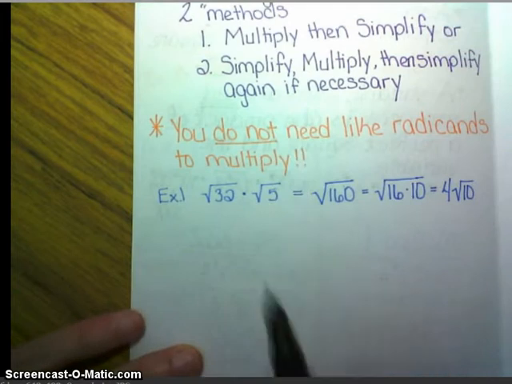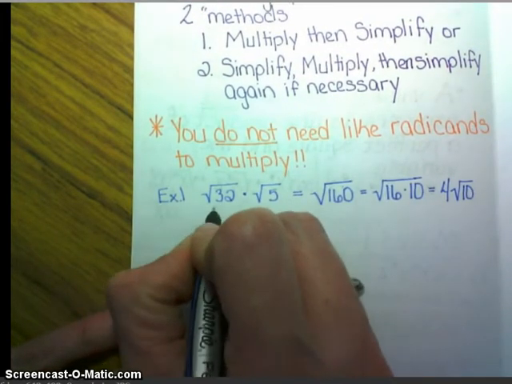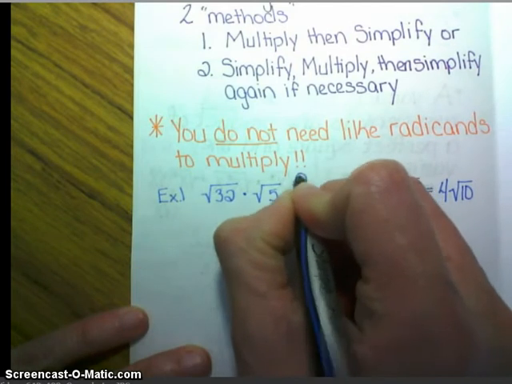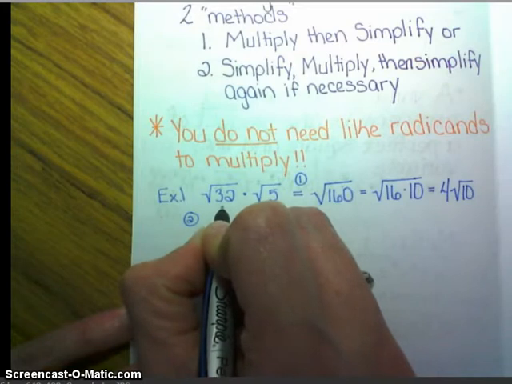Now, if you wanted to look at the simplify then multiply part first, this would be like method 2. I'm going to put a 1 here. This was like method 1. This would be like method 2. You're going to have to simplify first.